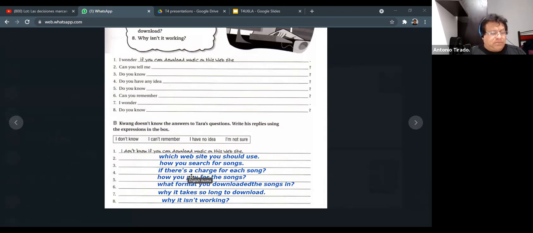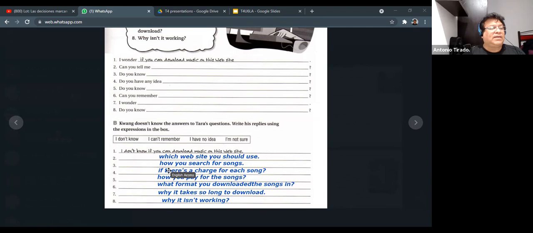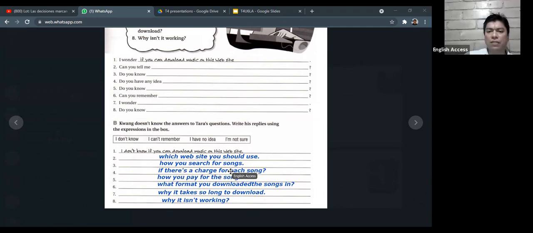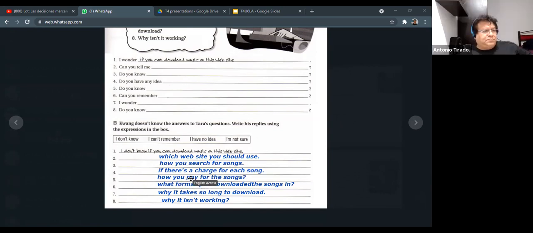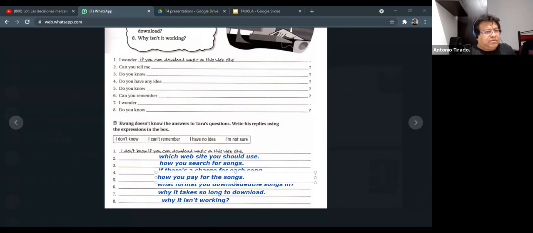Number 4, if there is a charge for each song, what is the answer? Okay. I have no idea. I'm not sure if there's a charge for each song. And we erase the question mark. Next, I don't know, I can't remember, I have no idea, or I'm not sure. How you pay for songs.